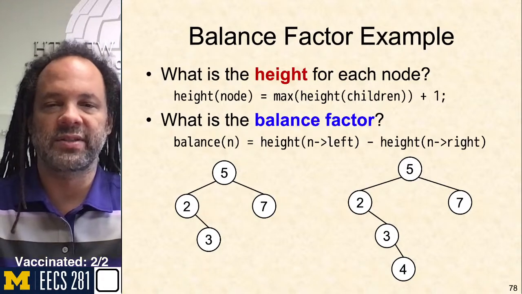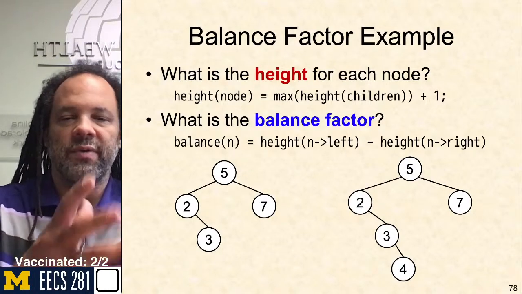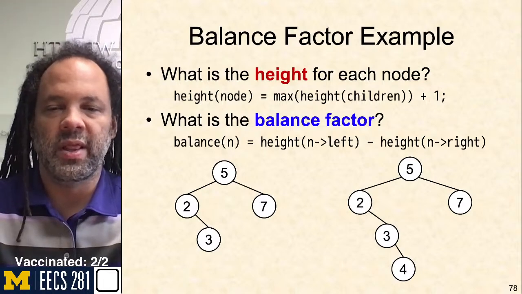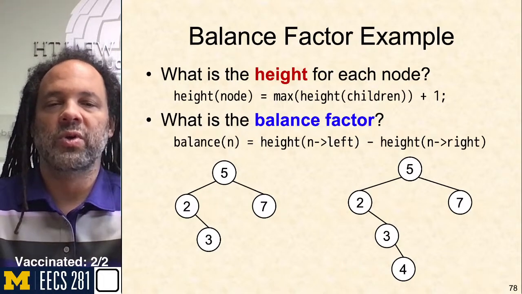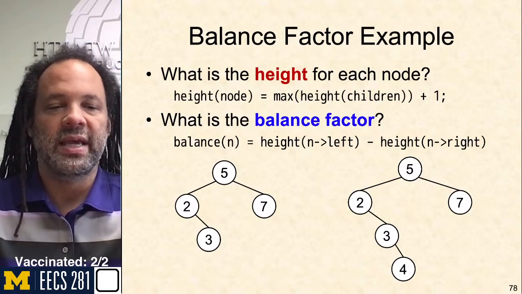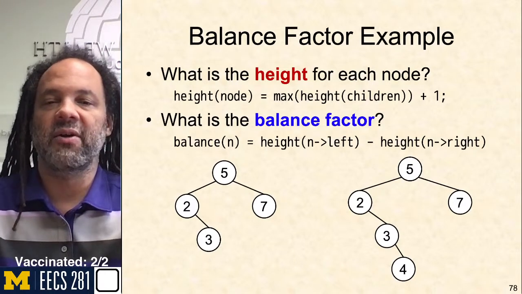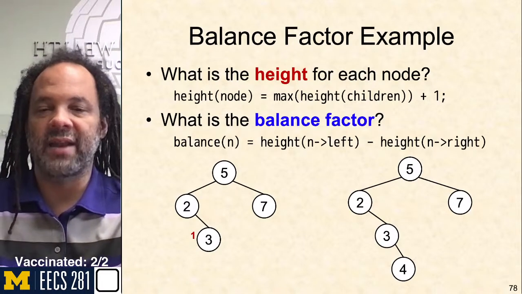Here's our balance factor example. Look at this. There's a couple of trees here. We've seen these two, at least the one on the left, 5 with the children 2 and 3 on the left, and 7 on the right. So we're trying to figure out how to do balance factor. And when you get started, the easiest way to do this is to first figure out what the height of each node is. So I'll go through and find out the height of my leaf nodes.